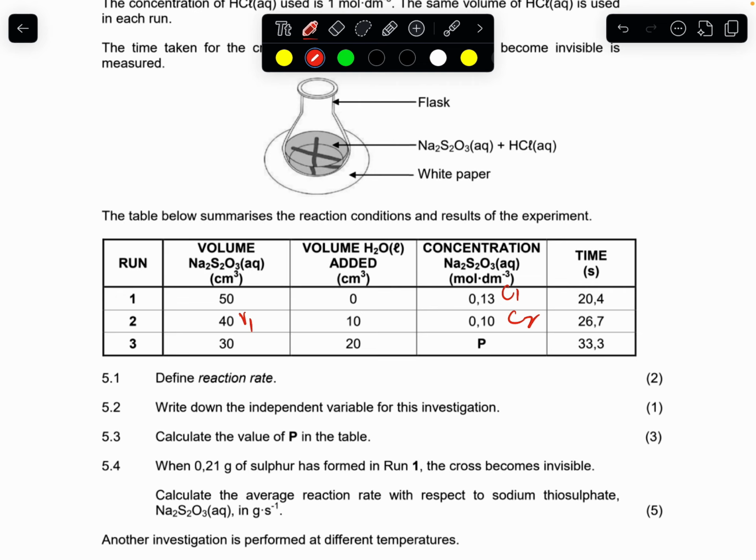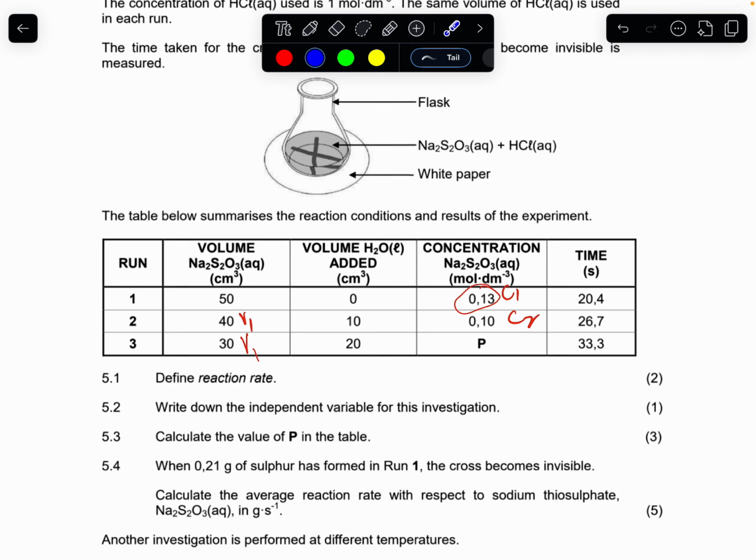And in the third run, they use the volume of 30. The initial concentration is always that one, and then V1. So in run 3, this is the initial concentration, and this is going to be V1. And then V2, the second volume, is going to be 50. I hope I make sense.